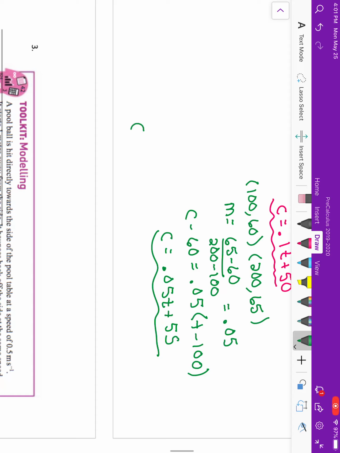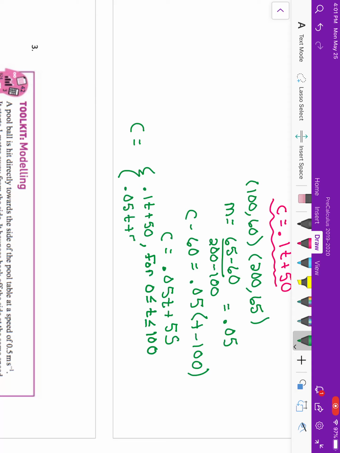So our piecewise function looks something like this. We would have 0.1t plus 50, for any time t in between 0 and 100. And then our other equation would be 0.05t plus 55 for t greater than 100. All right, that's how we broke up that information.